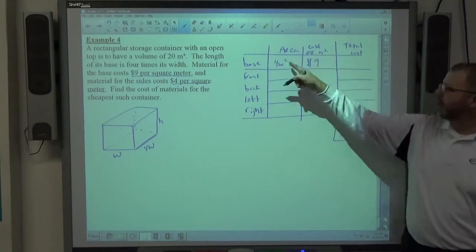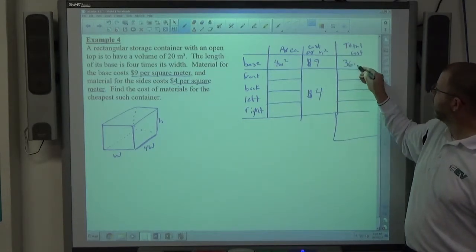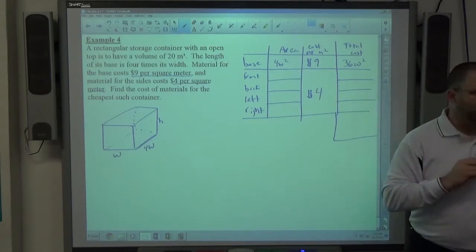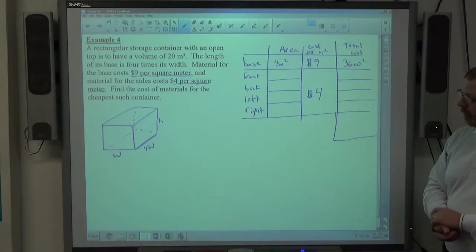If I multiply 4W squared times $9 per square meter, I'm going to get 36W squared is exactly how much the base of this thing is going to cost me. As of right now, I haven't figured out what W is, so I don't know what that is, but I've got a variable expression representing how much the base of this thing is going to cost.